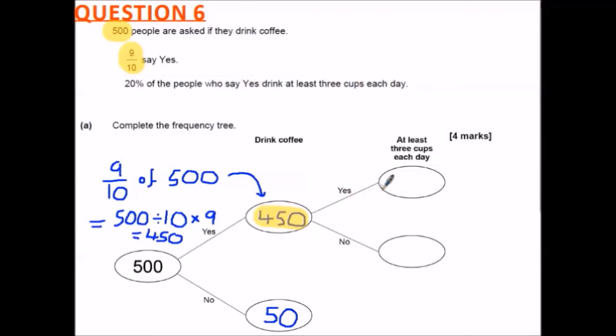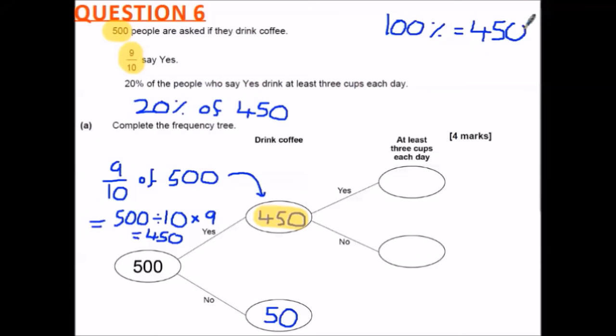This second set here, we need to read the next line of the question where it says 20% of the people who say yes drink at least 3 cups each day. So now that means 20% of the people who said yes, which is 450. So we need to work out 20% of 450 here. Well, 100% of any number is just the number itself. So 100% of 450 will be 450 itself. We can work out 10% of this by dividing by 10.